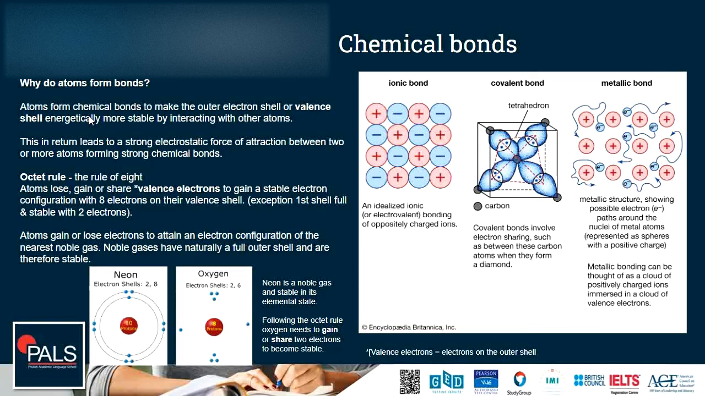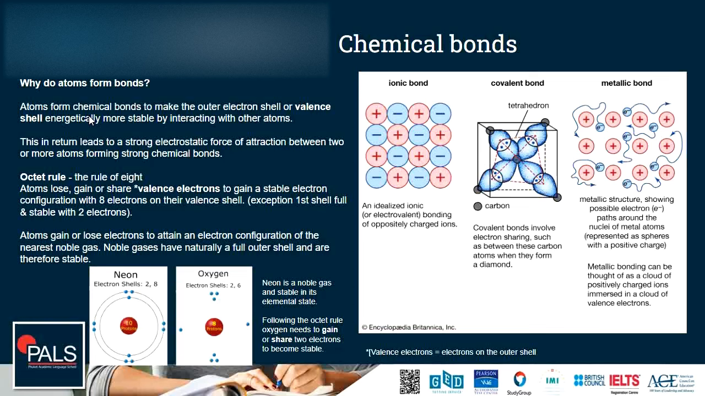If the first shell is the outer shell, it is full and stable with 2 electrons. All other shells are stable when they are the outer shell with 8 electrons. In other words, atoms gain or lose electrons to attain an electron configuration of the nearest noble gas. Noble gases have naturally a full outer shell and are therefore stable on their own without any changes to the atom and electron shells. 2 examples down here.